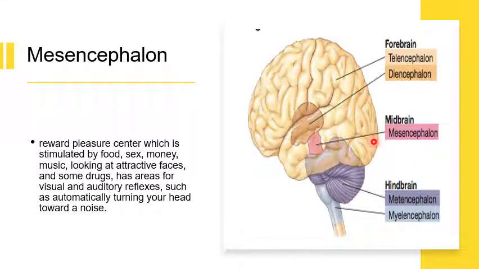The midbrain, or the mesencephalon, is located in this portion of the brain, and it is considered the reward and pleasure center of the brain. It's stimulated by food, sex, money, music, looking at attractive faces, some drugs. It has areas for visual and auditory reflexes, such as automatically turning your head towards a noise.